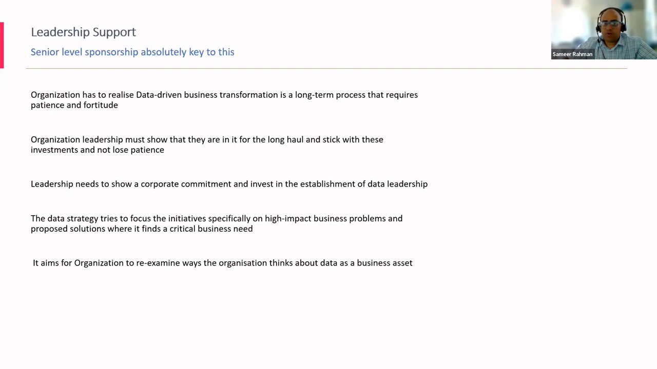So the storytelling part of a data strategist and a data leader is equally important, if not more important. And I'm sure most of you have come across that in your professional life.